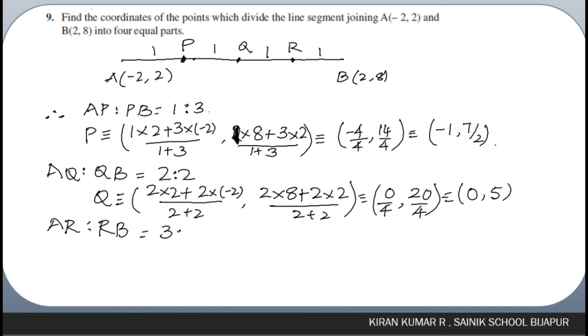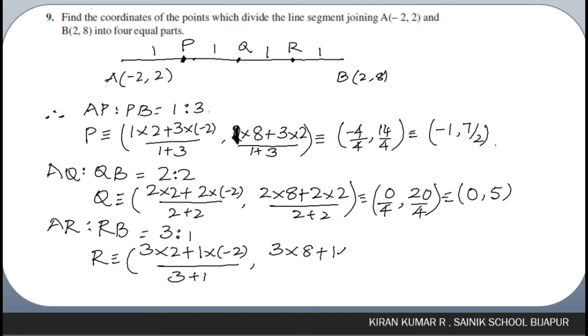Now to find the coordinate of R, I need to consider AR is to RB. This will be equal to 3:1. Therefore, the coordinate of R is given by 3 multiplied by 2 plus 1 multiplied by negative 2 divided by 3 plus 1, comma 3 multiplied by 8 plus 1 multiplied by 2 divided by 3 plus 1. So the coordinate will be 4 by 4, comma 26 by 4, which is nothing but 1, comma 13 by 2.